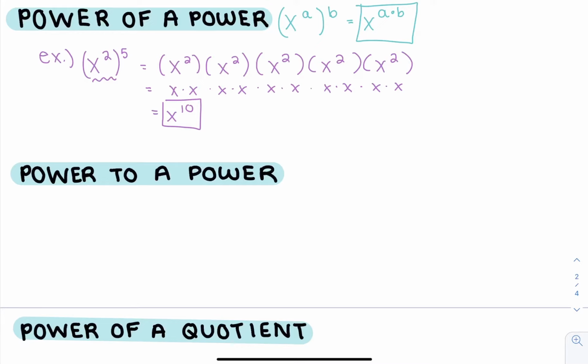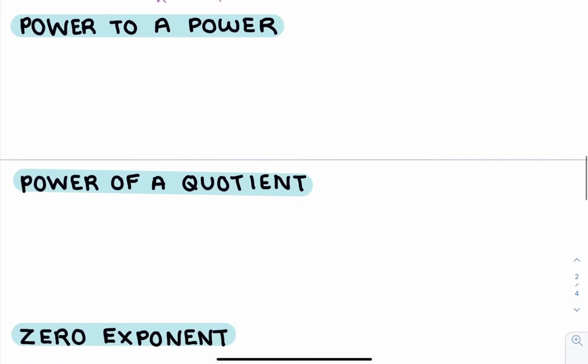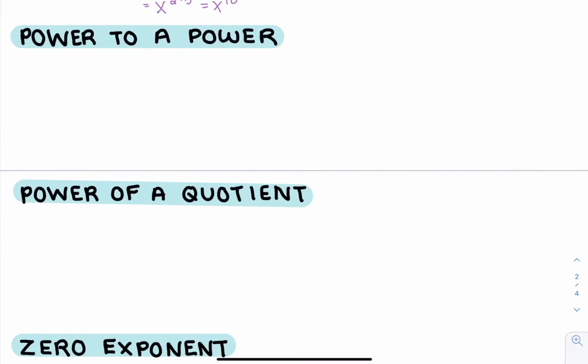If I wanted to use the shortcut, I could just say this is x to the 2 times 5, which is x to the 10th. So notice our rules make our lives a lot easier. Next up, we have power to a power.